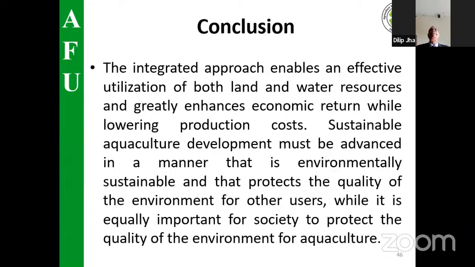So the integrated approach of agriculture, aquaculture, and livestock, even chicken, ducks, everything. I have not included all because we have to finish within our time limitations. Anyone interested, please visit, just to see the integrated approach of agriculture and aquaculture. It enables an effective utilization of both land and water resources and greatly enhances economic return while lowering production costs.